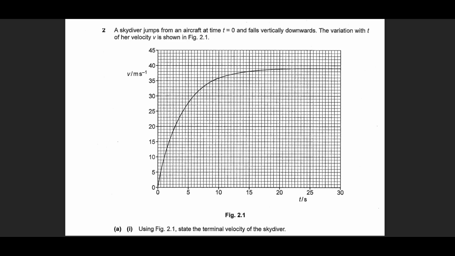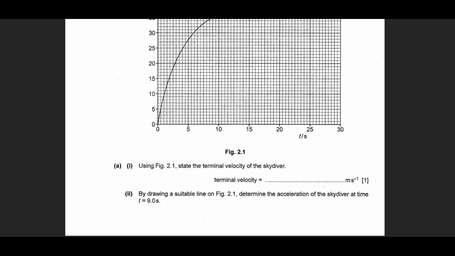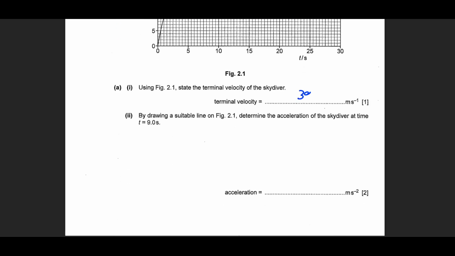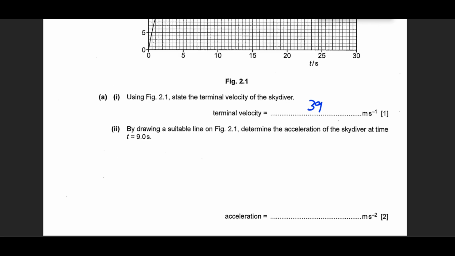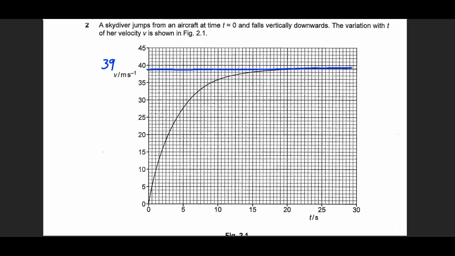Question number 2 calls for a terminal velocity question. We can see the graph very clearly. Now, he says, what's the terminal velocity? We understand the terminal velocity is the point when the object attains constant velocity. So at this point, there is a terminal velocity, and that value is 39. You can zoom in and count the number of boxes yourself.